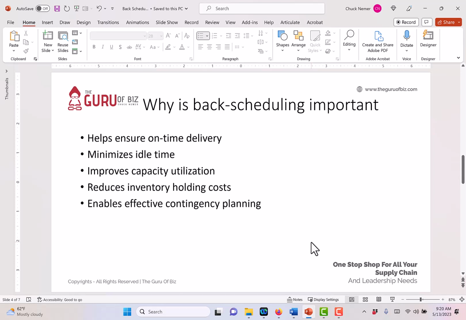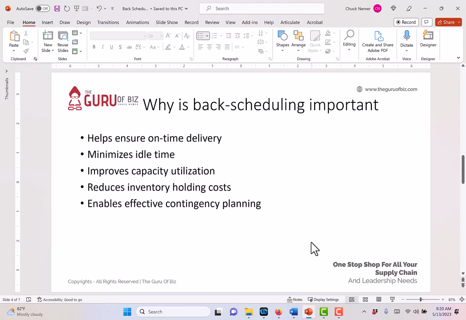On on-time delivery, it allows supply chain folks to plan and schedule the entire process, starting from the desired delivery date. It helps us ensure that it's delivered on time to the customer. From a time standpoint, by working backwards from the delivery date, it allows folks to identify any idle time in the production process. This allows us to allocate resources efficiently and minimize any idle time that would otherwise happen.